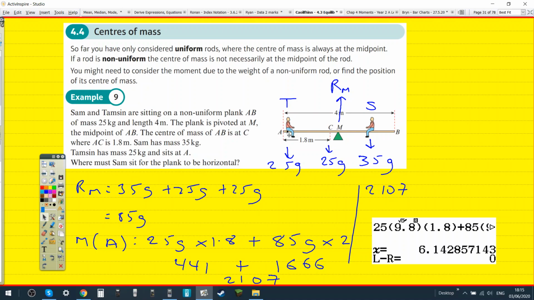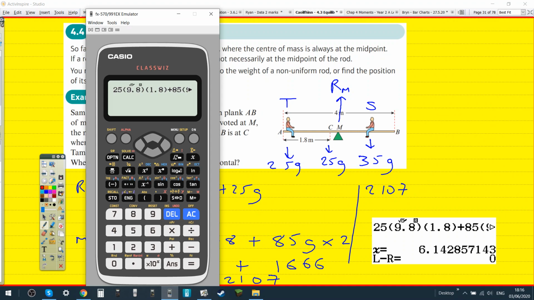25G times 1.8. Hang on. Taking moments about M. This one is going anti-clockwise. Is that right? No, this one's going clockwise. So that's negative. That's why. So 25G times 1.8, that should be negative. Then this one should be positive. And then 35G should be negative. So just clockwise and negative.